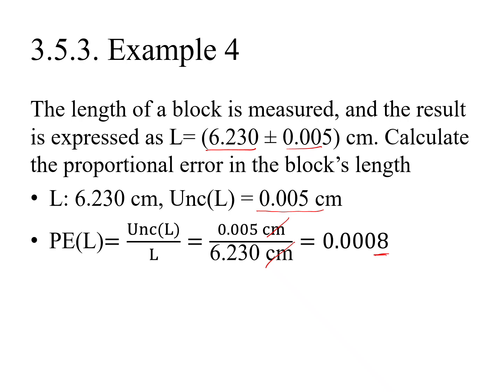Let us summarize the video. Every measurement has some uncertainty. Uncertainty gives the possible range of the measurement. Proportional error compares the uncertainty to the measured value, and percent error expresses the comparison as a percentage.